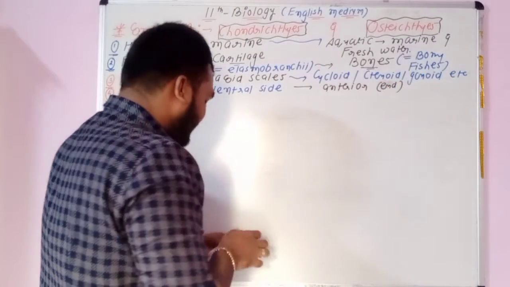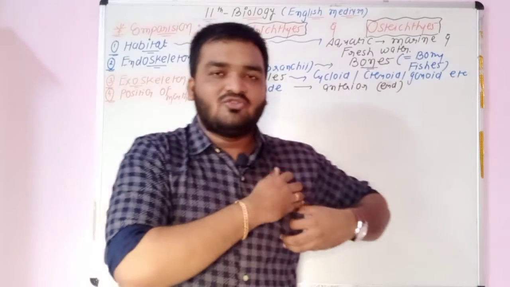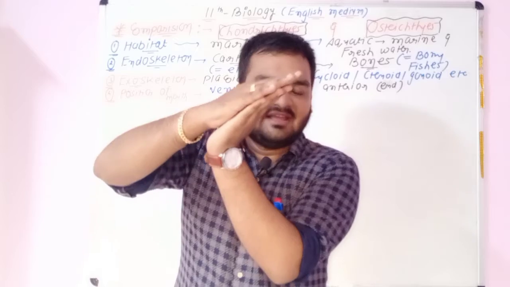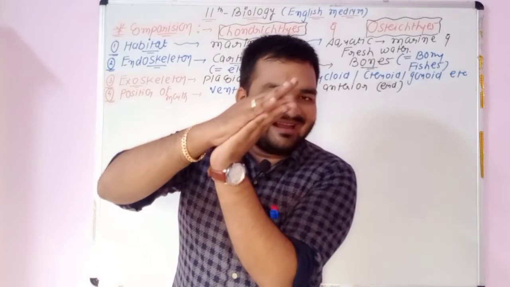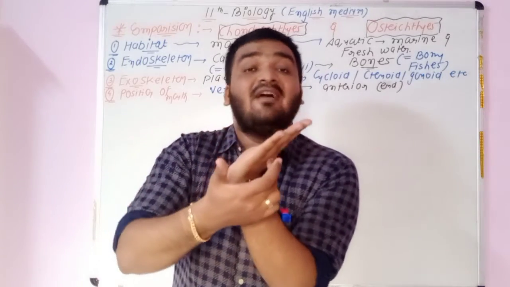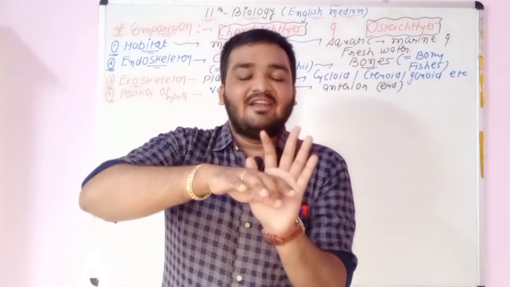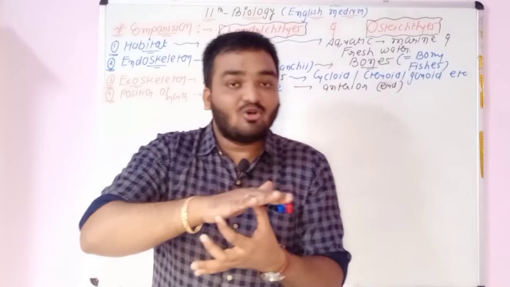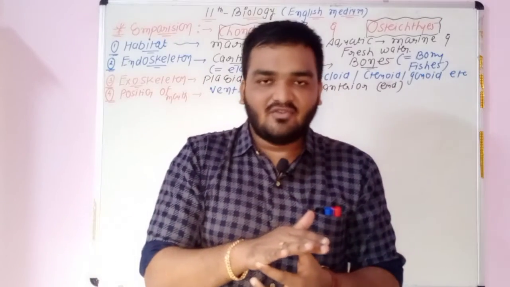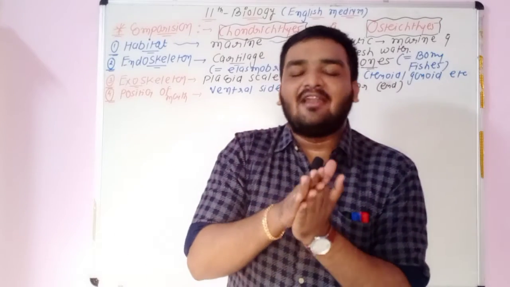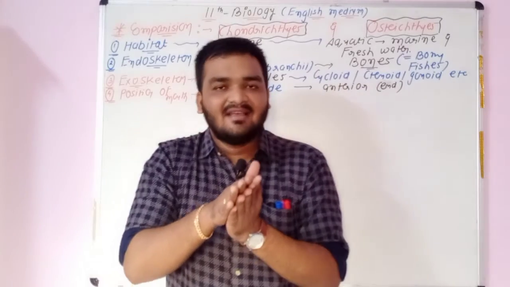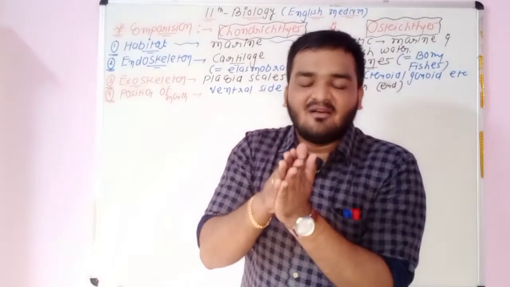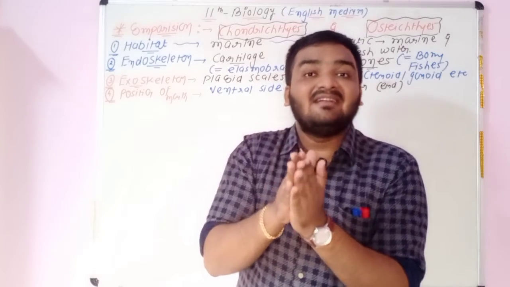See, for example, the shark. Shark is one type of Chondrichthyes. See, the mouth is located at the ventral side. This one is the ventral side. It is ventral, then dorsal, anterior and posterior, and these both are the bilateral sides for the fishes. So the mouth of a shark, or the mouth of Chondrichthyes, is located at the ventral side, while in the case of Osteichthyes, the mouth is located at the anterior side.